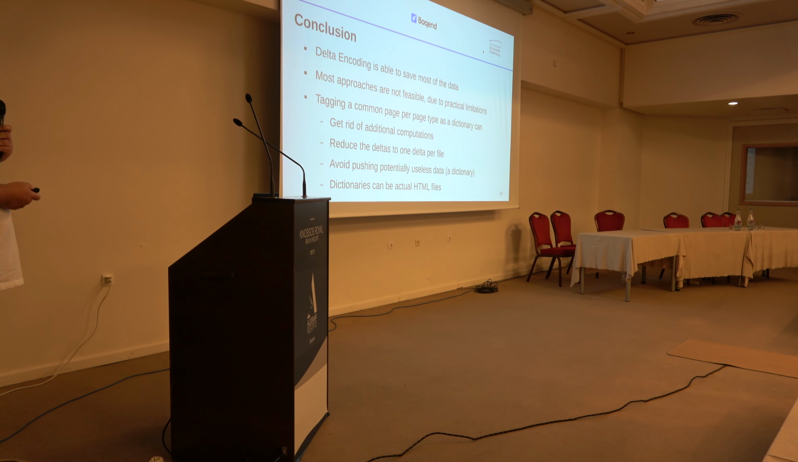So to come to a conclusion, data encoding is able to save most of the data for HTML files, for server-side rendered HTML files, of course. And most approaches are not feasible because, as I already said, the complexity is too high. But taking common pages and page type dictionaries could get rid of these computations for a dictionary, and reduce data to only one data per file. And potentially it avoids pushing a useless dictionary if you won't use it. And lastly, it also serves as an actual HTML file, so you can use it and not just as a dictionary. So that was it. Thanks.